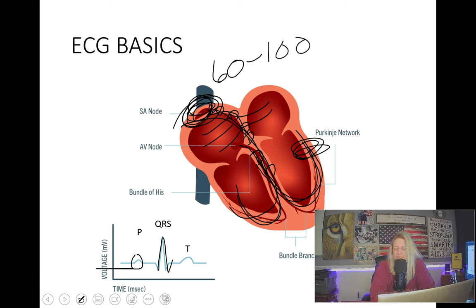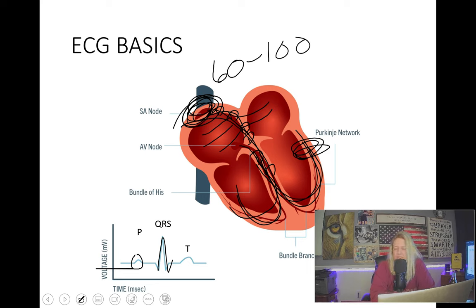Now, this looks a little bit faster, doesn't it? And that's why you have to say to yourself, well, where is the P? You cannot confuse the P with the T. Okay, don't confuse the P with the T. And so in your head, you have to circle the P waves, right? Those are my P waves. Well, where's the T? This is the T. This is the T. This is the T, right?